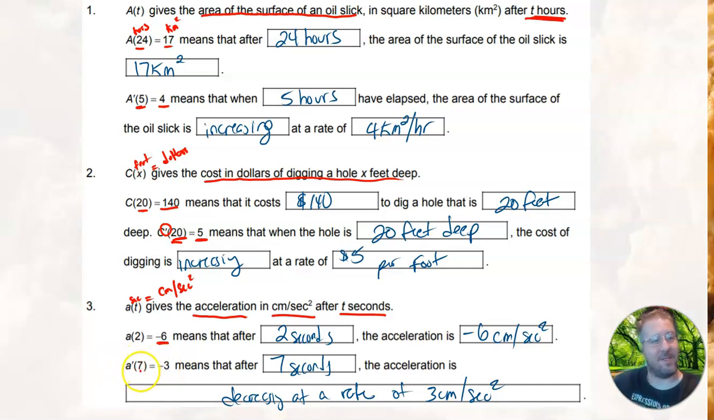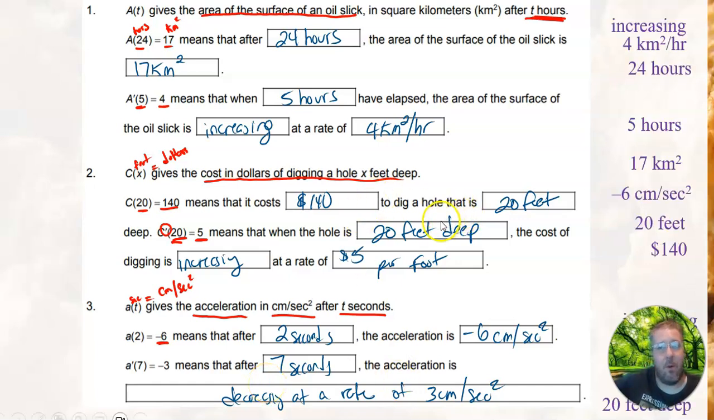A prime of 7 means that after 7 seconds, the acceleration is decreasing. That's kind of like a third derivative of position if you think about it, because that's how much the acceleration is changing at that time. All right, I think we got one more.